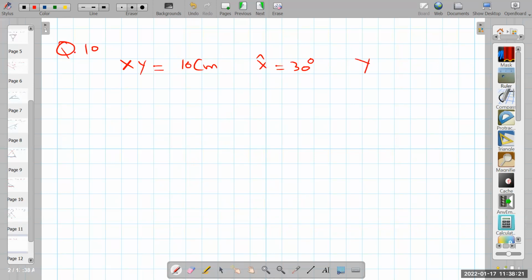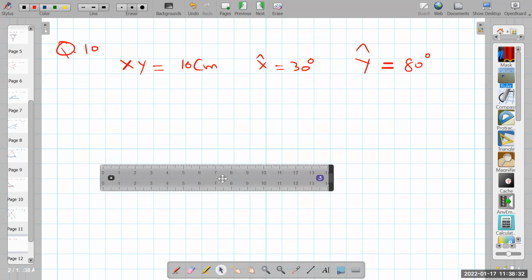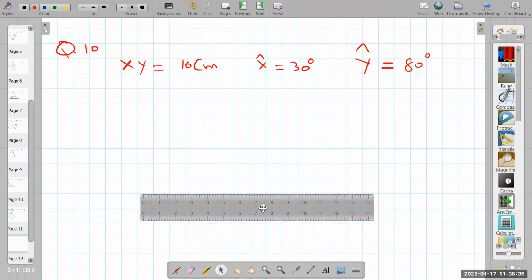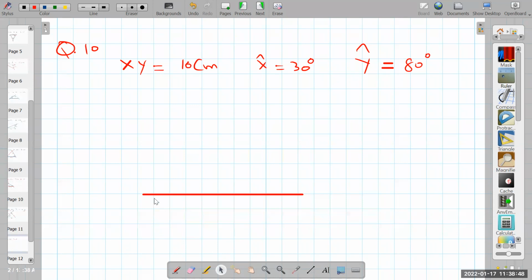Angle X 30, angle Y 80 and XY is equals to 10 centimeters. So we should draw the line. How many centimeters? 10 centimeters. Line XY, 10 centimeters.